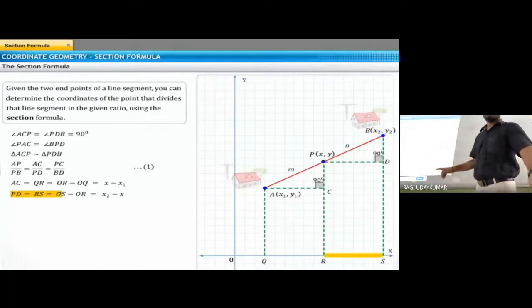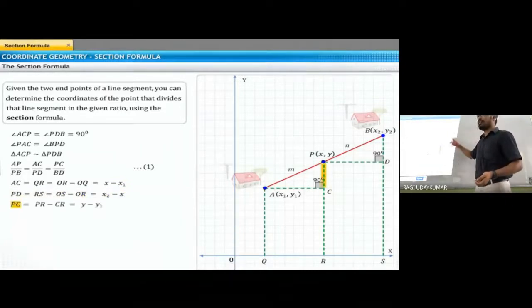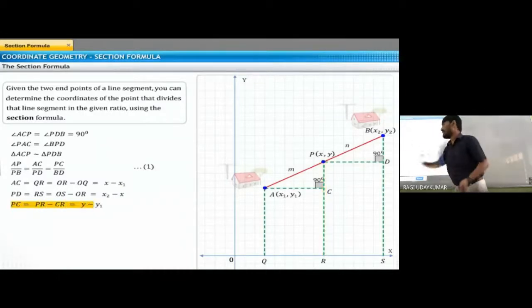In the same way, if you find out, PD will be equal to RS. So how do you find RS? OS minus OR. Here OS will be equal to X2 and OR will be equal to X.